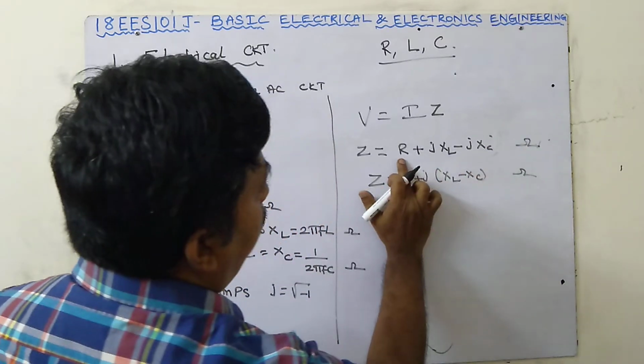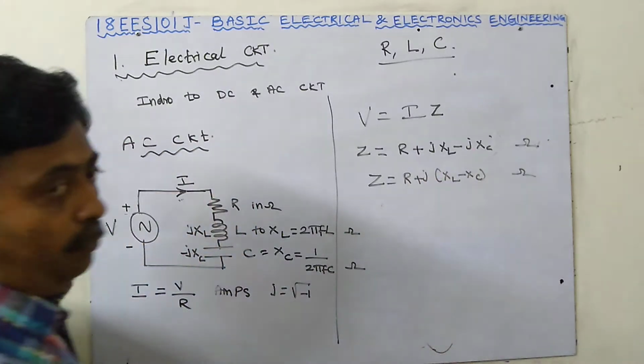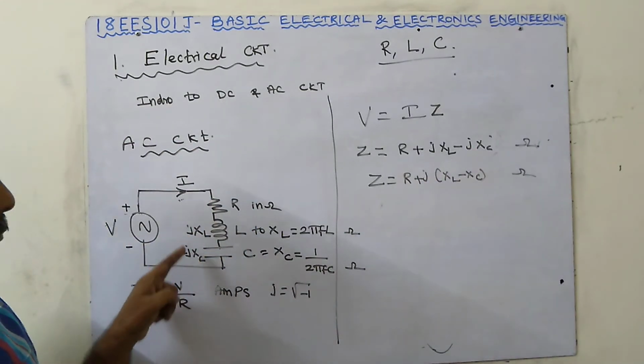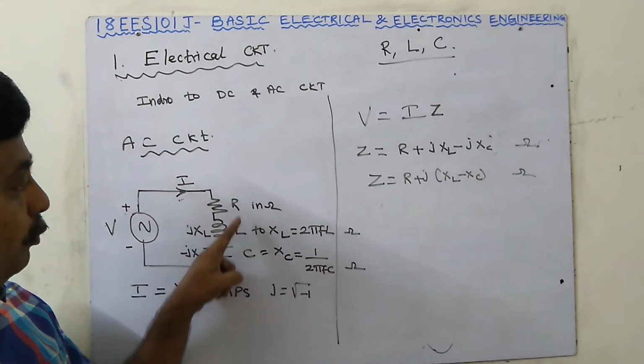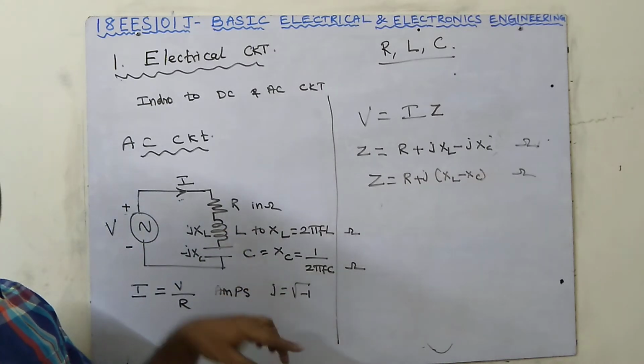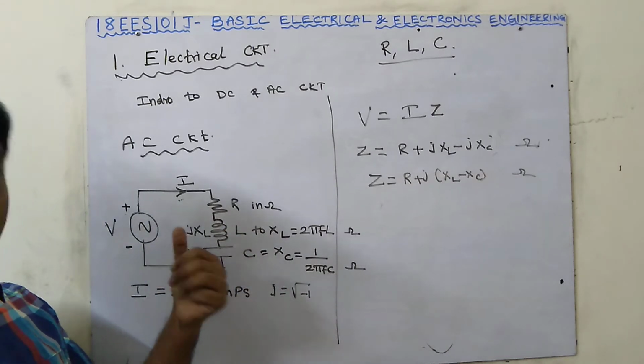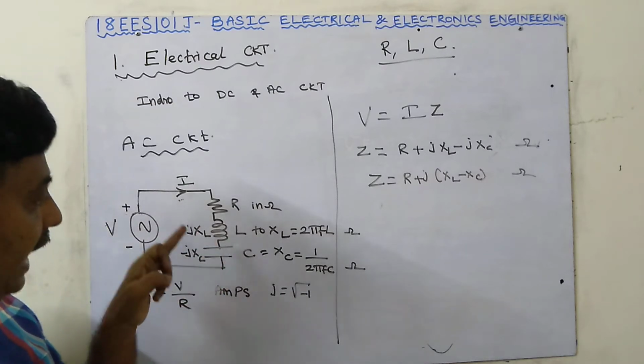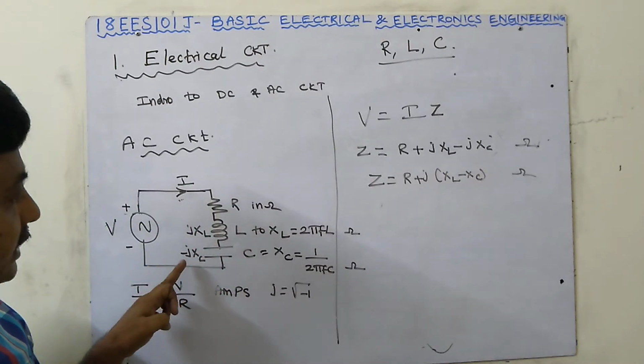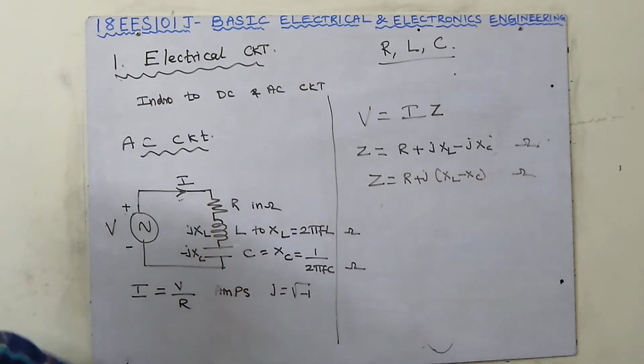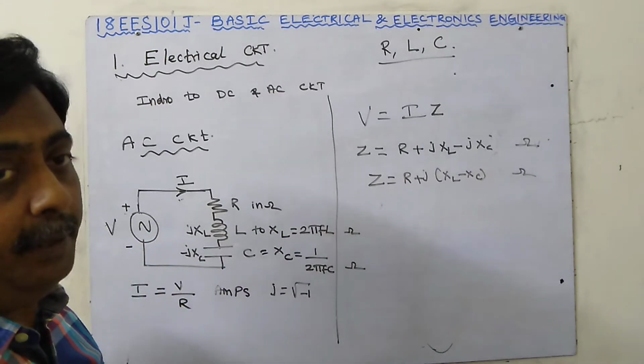The unit is ohm, because this is also in ohms. Why are we putting plus J and minus J? I will explain while seeing the pure resistive circuit, pure inductive circuit and pure capacitive circuit. At that time I will explain what is meant by J, and why we add plus J to inductance and minus J to capacitance. All those things I will explain later. This is only an introduction.